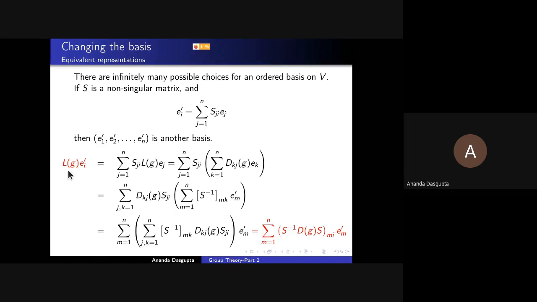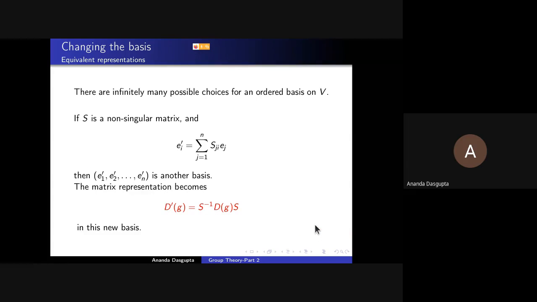So that is our final result, that when you apply LG on EI prime, you can expand the result in terms of the new basis vectors, of course, and that will give you the new matrix in this new basis. But the new matrix in this new basis is simply equivalent to the matrix in the old basis. It's a similarity transformation that we have done, S inverse DGS. Okay, so the matrix representation in the new basis simply becomes D prime G is S inverse DGS.